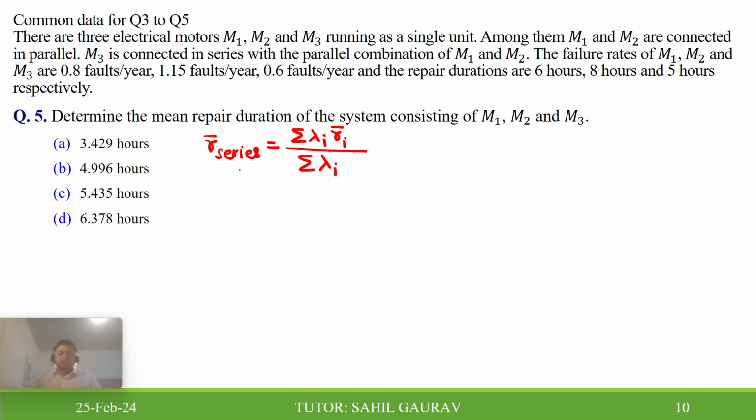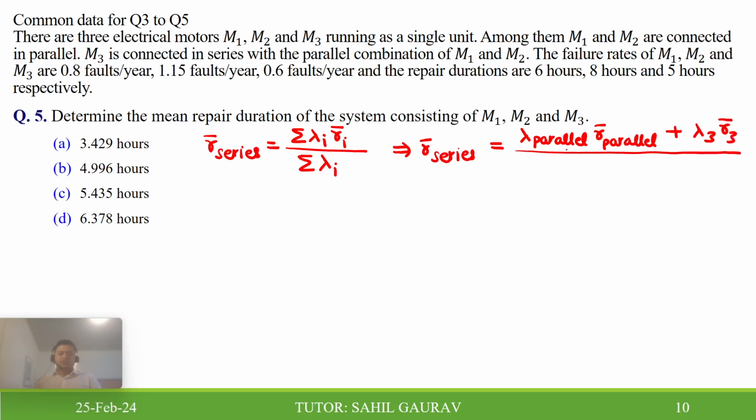So what is the final expression we can write? R bar series is, for the parallel system we first wrote lambda parallel into R bar parallel, plus lambda 3 into R3 bar, divided by this lambda parallel plus lambda 3.